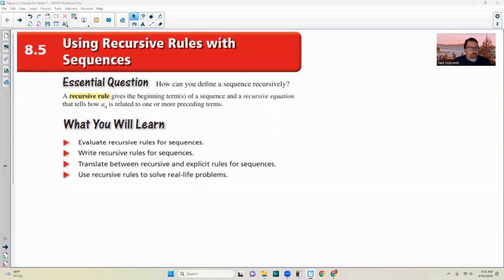So what you will learn in this video is how to evaluate recursive rules for sequences, write recursive rules for sequences, translate between recursive and explicit rules for sequences, and use recursive rules to solve real-life problems. Okay, so let's take a look.